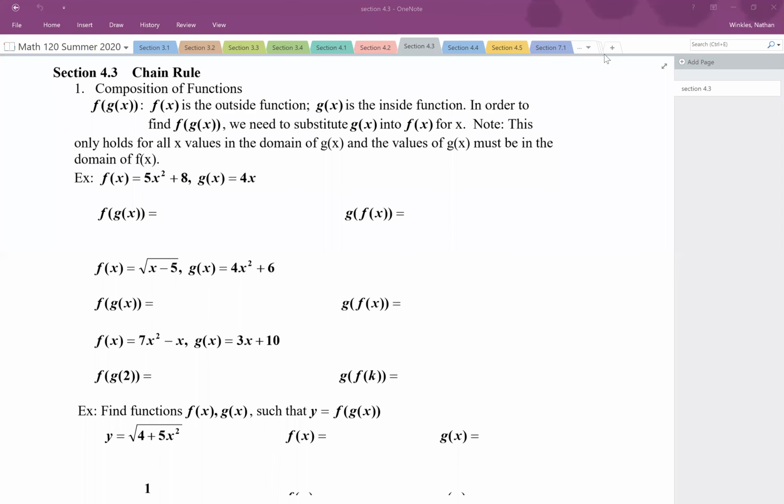All right, so today we got section 4.3, the chain rule. So we've already talked about product rule, quotient rule, power rule. So now we're going to talk about the chain rule, which gives us a different way of seeing things.